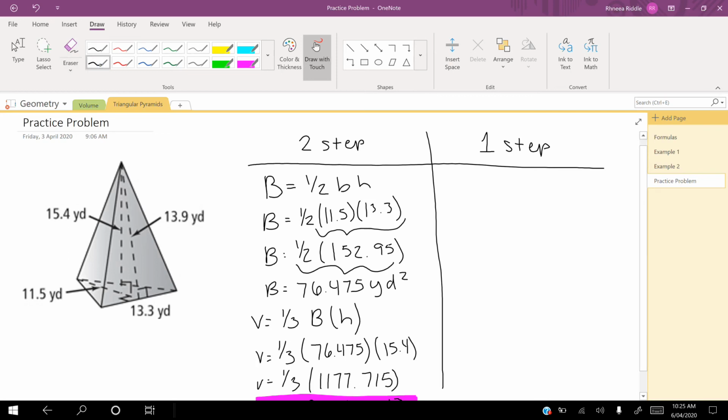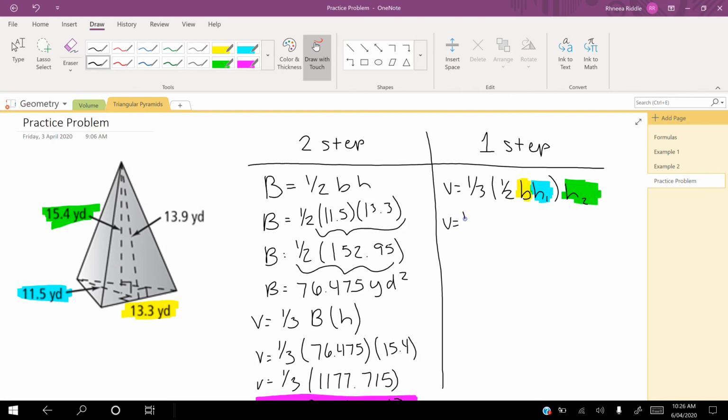So our one-step method is going to say volume equals 1/3 times 1/2 base height 1 times height 2. Again, really long. So we want to figure out what belongs to what. So we're going to color code this. Our base is going to be that 13.3 yards. Our height 1, which is the height of the base triangle, is going to be that 11.5. And our height of the whole triangular pyramid is going to be 15.4, which are the exact same numbers we're using in the two-step. It's just all combined already.